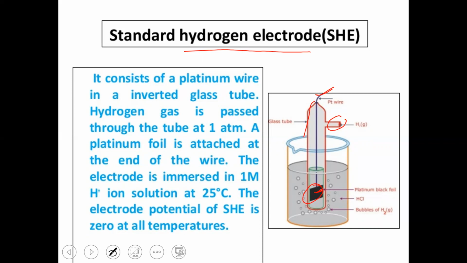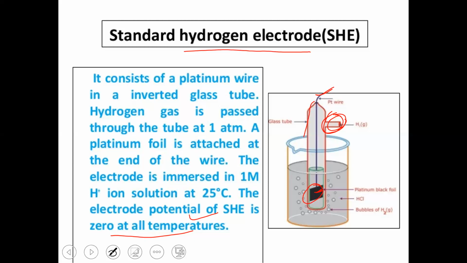This whole glass tube is dipped in 1 M HCl at 25 degrees Celsius. After that, hydrogen gas is passed through the tube at 1 atmosphere. See this vertical tube with a side tube; through that tube we pass the hydrogen gas at 1 atmosphere. After completion of this whole process, it will act as a standard hydrogen electrode. The electrode potential of the standard hydrogen electrode is 0 at all temperatures.